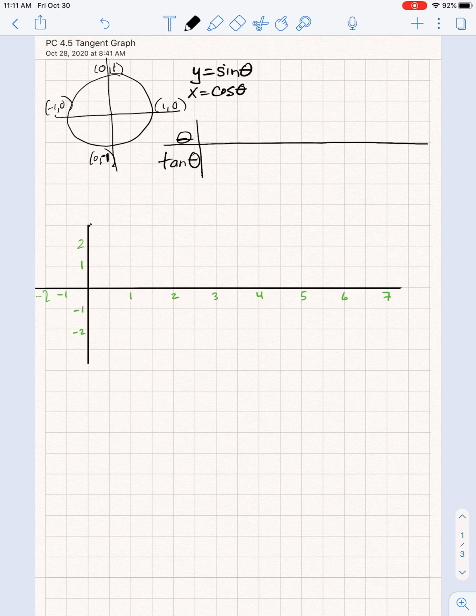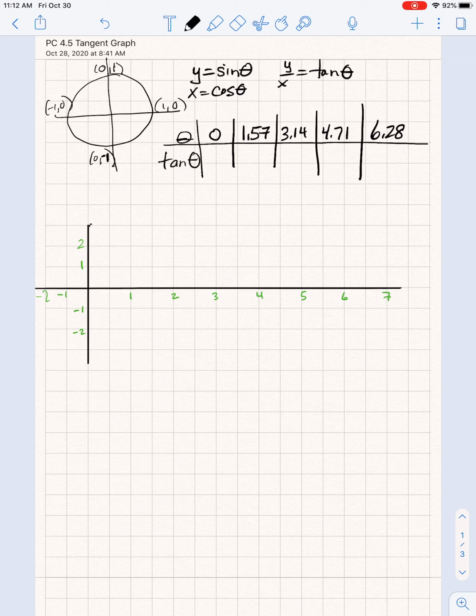And then when we talk about tangent, it's sine over cosine, or y over x. The first thing we want to consider here is to put our points as we go around the circle, just to be consistent with how we did the sine and cosine graphs. So we'll start with 0, pi over 2, which is 1.57, pi, 3 pi over 2, or 4.71, and all the way back around to 6.28.